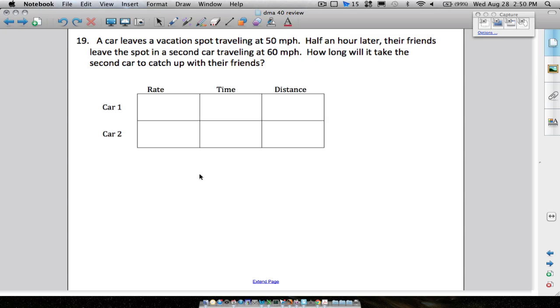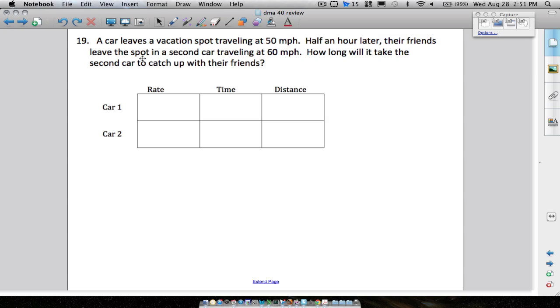A car leaves a vacation spot traveling at 50 miles per hour. Half an hour later, their friends leave the spot in a second car traveling at 60 miles per hour. Let's think about what's going on. One car leaves traveling at 50. Half an hour later, their friends leave the spot. Same spot, let's say they're heading in the same direction.